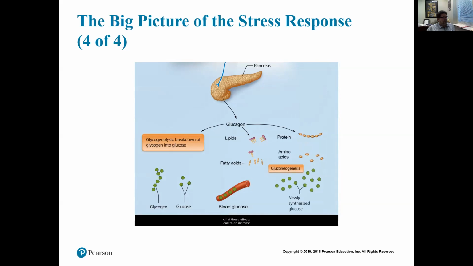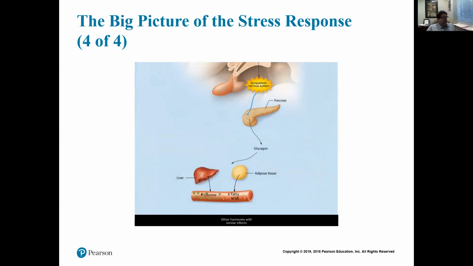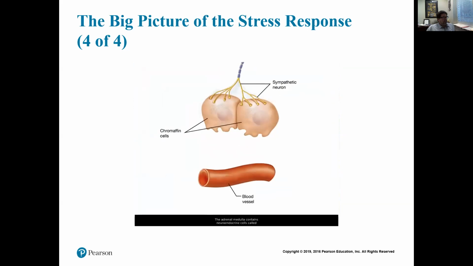All these effects lead to an increase in the blood glucose concentration, so it is available as fuel for cells dealing with stress. Other hormones with similar effects on metabolism are growth hormone from the anterior pituitary and the catecholamines from the adrenal medulla. The adrenal medulla contains neuroendocrine cells called chromaffin cells. When stimulated by the preganglionic sympathetic neurons, these cells secrete epinephrine and norepinephrine into the bloodstream.